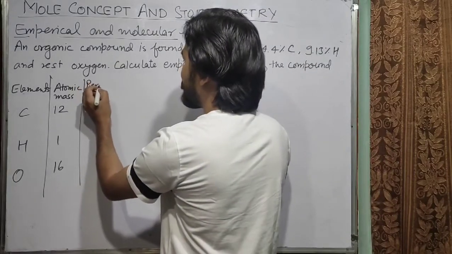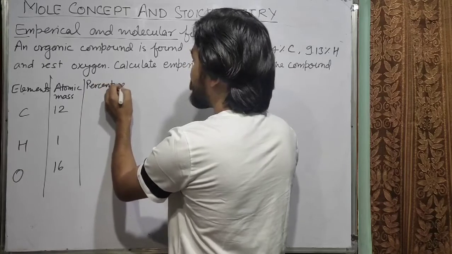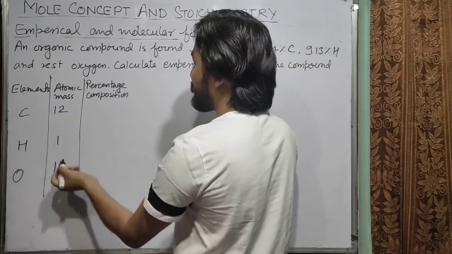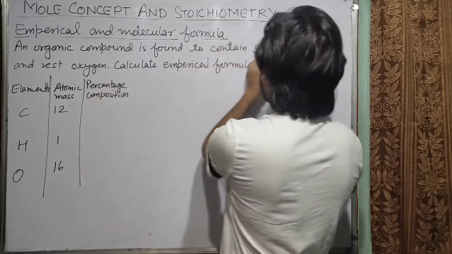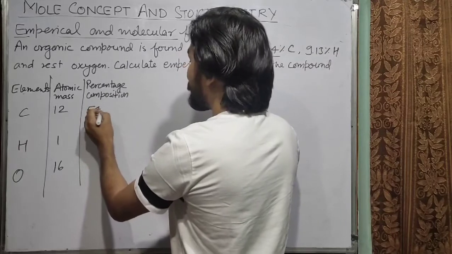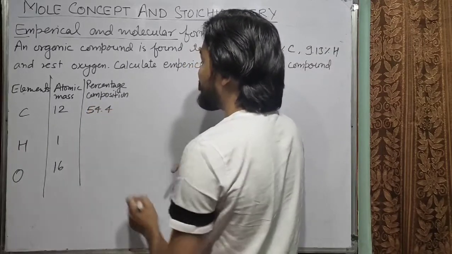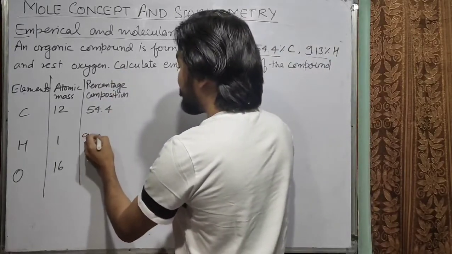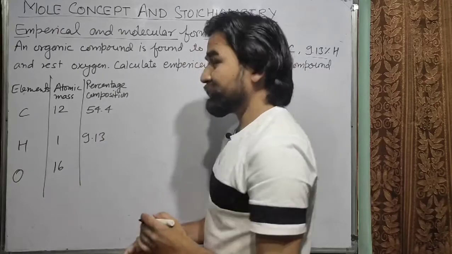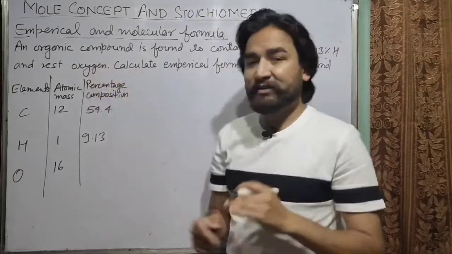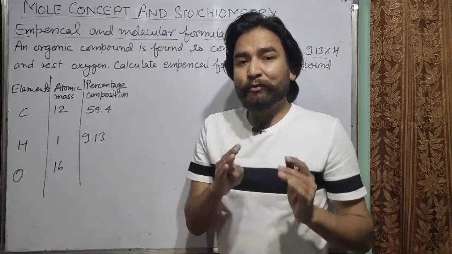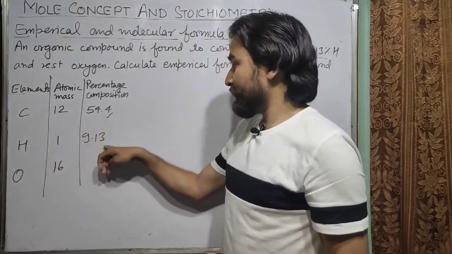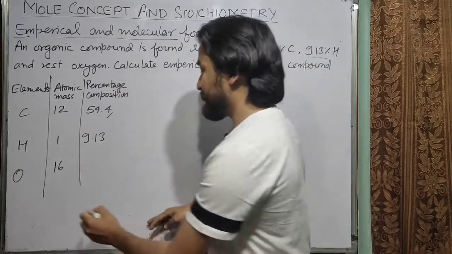Now the third column is also easy. In the third column we have to write the percentage composition of each element. The percentage composition of carbon is given in the question, 54.4%. The percentage composition of hydrogen is also given, 9.13%. The percentage composition of oxygen is not given, but it is given that the rest is oxygen. So you know that the total will be 100%. Out of that 100%, 54.4 is carbon, 9.13 is hydrogen.